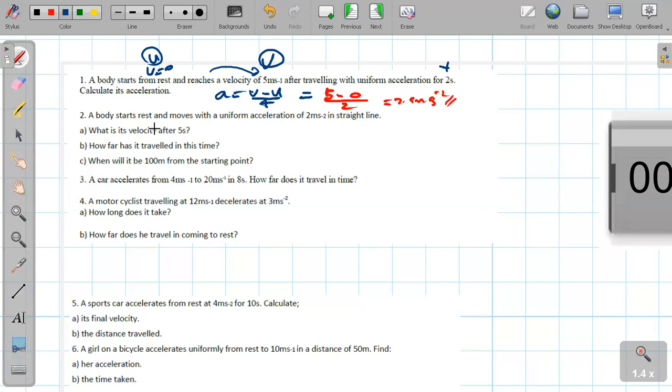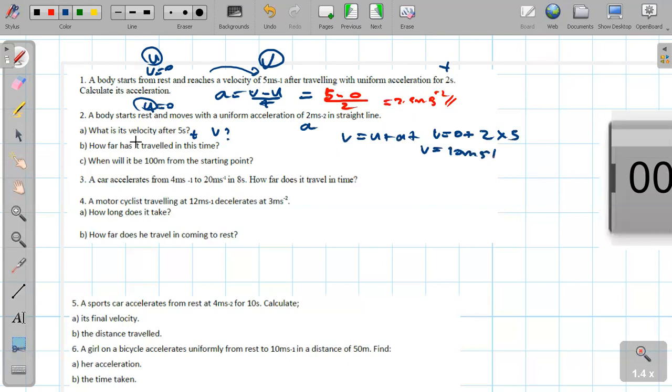The body starts from rest, again u equals 0, moves with uniform acceleration of 2, and what is the velocity after 5 seconds? This is time, and you are asked to find v. v equals u plus at. There is an equation you can simply apply. So v is 0 plus a, which is 2, times t, which is 5. Final velocity is 10 m/s.